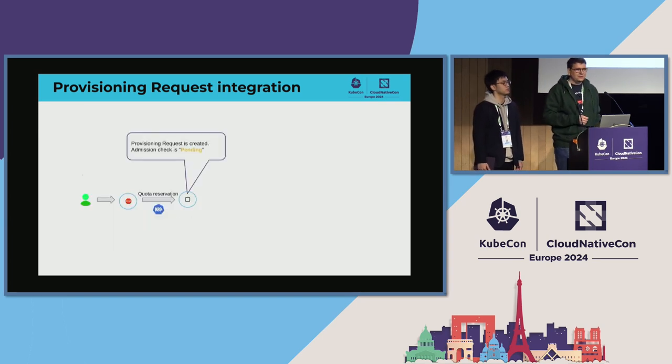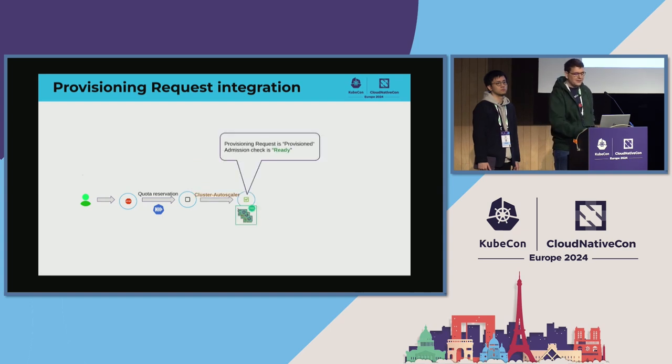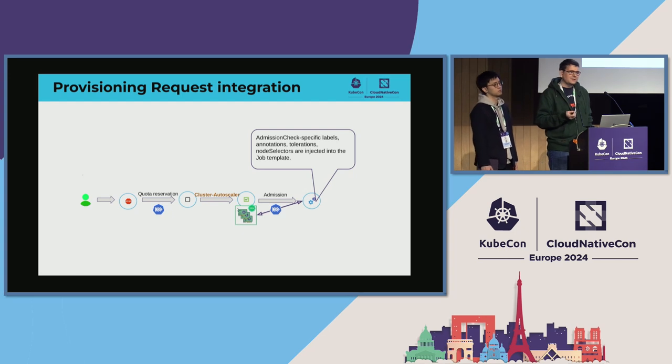So let's take a look at how Kueue integrates with the provisioning request. As before, we have the job created by the user, the job is suspended, and the quota is reserved. At this point, Kueue creates the provisioning request, and now it's the job of the cluster autoscaler to provision the nodes. Once the cluster autoscaler is done, the corresponding admission check is marked as ready, and now it's back to Kueue to inject all the necessary information like node selectors, labels, and whatnot, so that the pods can bind to the newly created or reserved nodes.